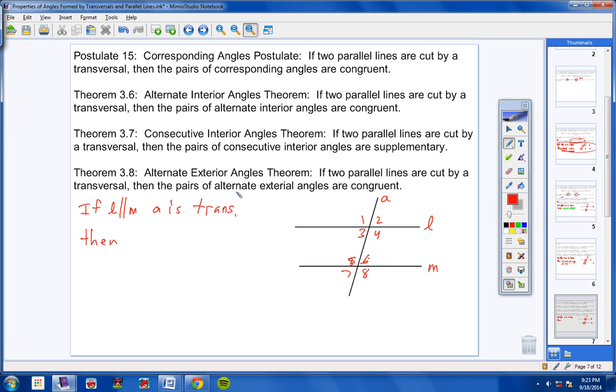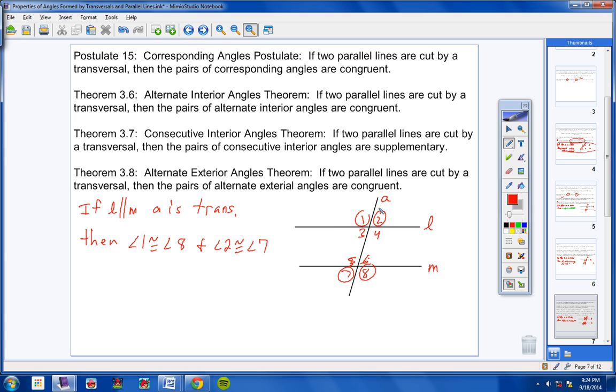The alternate exterior angles are congruent. So angle 1 is congruent to angle 8, and angle 2 is congruent to angle 7. And there we go. 1 and 8 are what we call alternate exterior angles, and 2 and 7 are what we call alternate exterior angles. Okay? So, again, if two parallel lines are cut by a transversal, then the alternate exterior angles will be congruent.